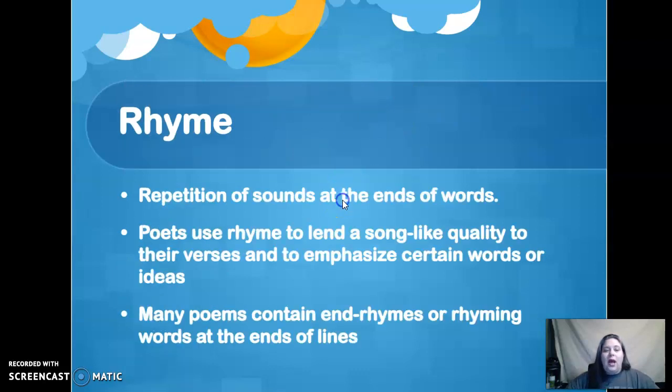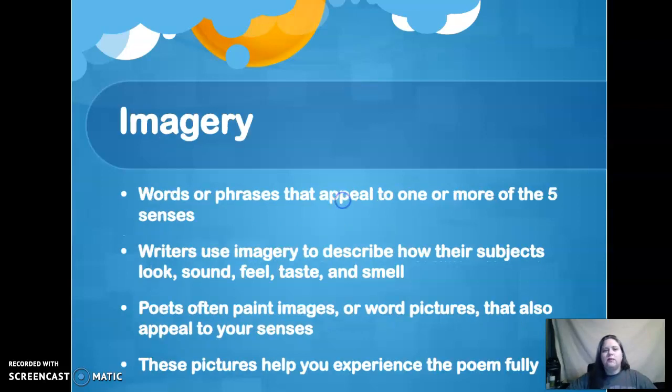So, rhyme. Rhyme is a repetition of sounds at the ends of words. They use rhyme to create a song-like quality. And many poems contain rhyming words at the end of lines.